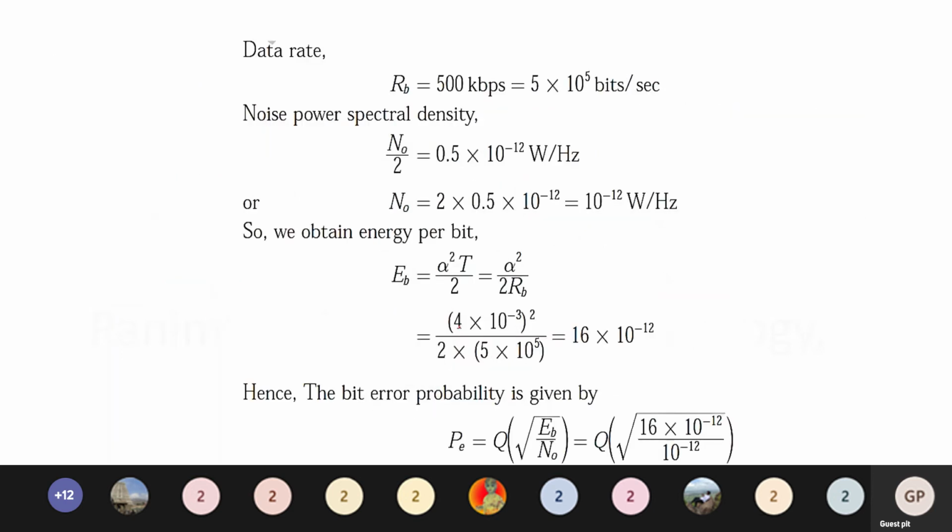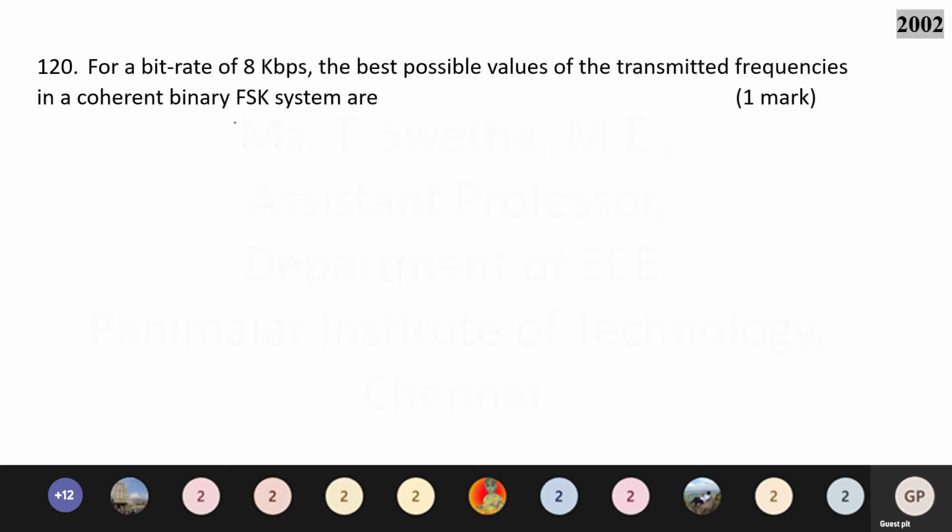So in 2014 they asked this. Now we'll see again, based on BFSK, the question that was asked in 2002. For a bit rate of 8 kbps, what are the best possible values of the transmitted frequencies in a coherent binary BFSK system? What does coherent mean? It has to be matched. There should be synchronization between the carriers at the transmitter and receiver side as well.